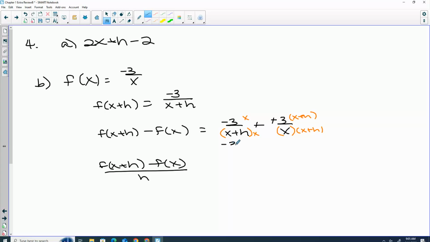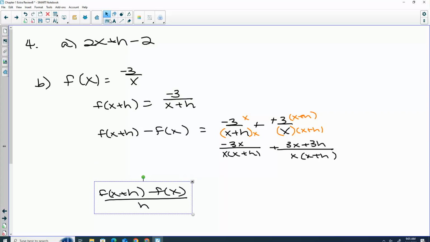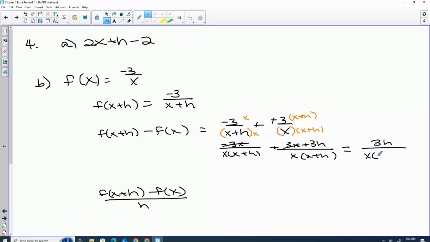So we get negative 3x over x times x plus h plus 3x plus 3h over x times x plus h. Denominators are the same, so we can write them as a single fraction. When you do that, positive and negative 3x cancel. So it's just 3h over x times x plus h. And if you distribute at the bottom, that's fine.